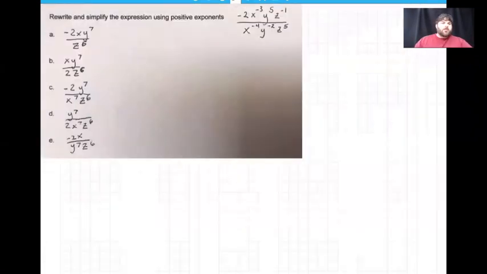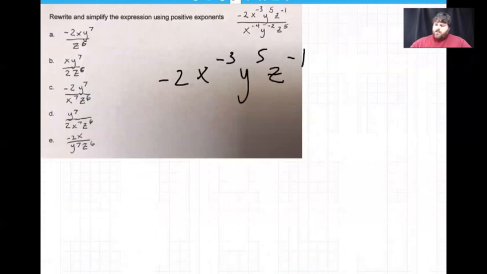All right, next one. Rewrite and simplify the expression using positive exponents. So we've got a bunch of negative exponents. We're going to start moving things up and down to get them in the right location. So we've got -2 x to the -3rd, y to the 5th, z to the -1. Got x to the -4th, y to the -2nd, z to the 5th.